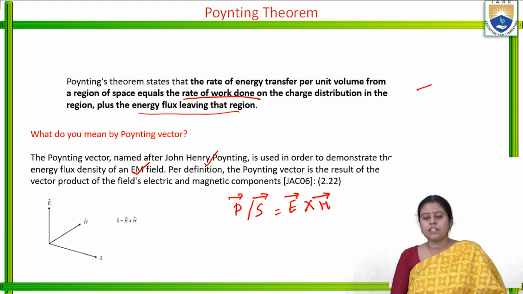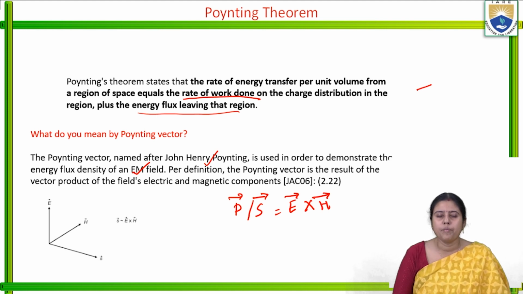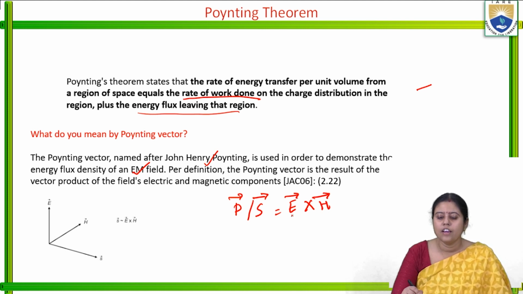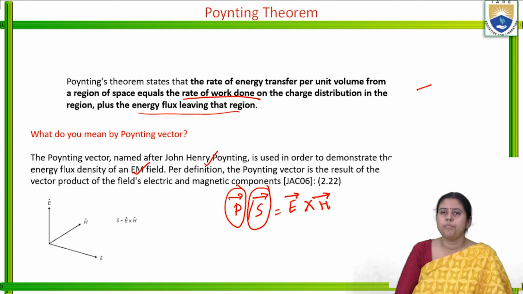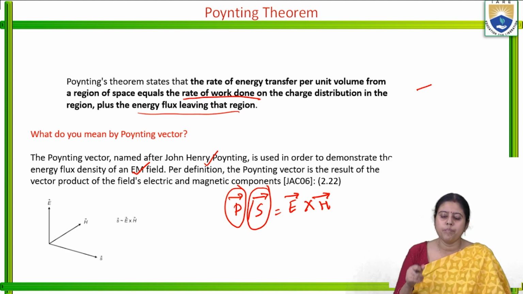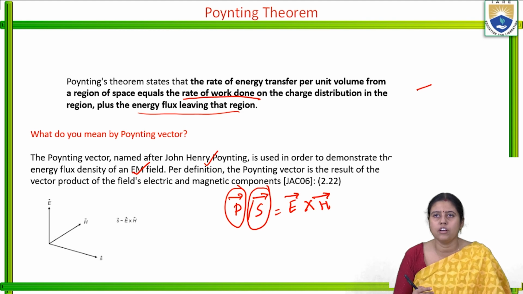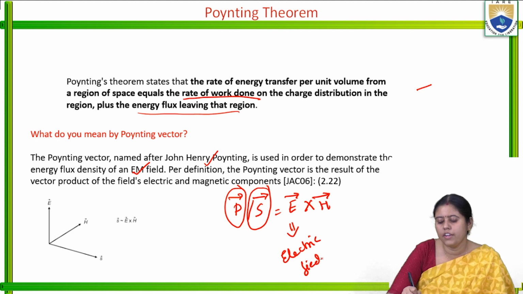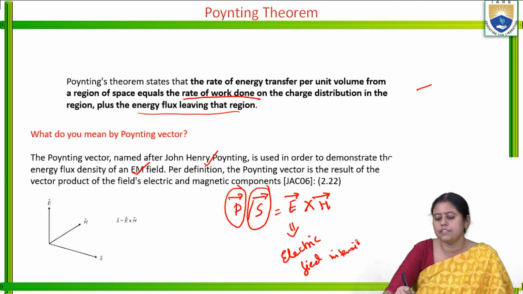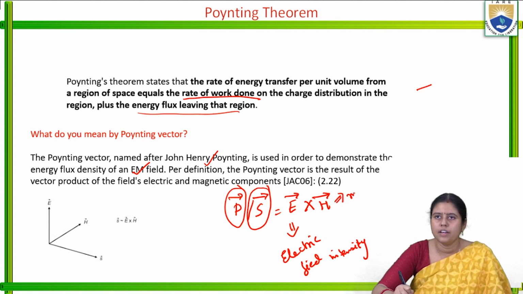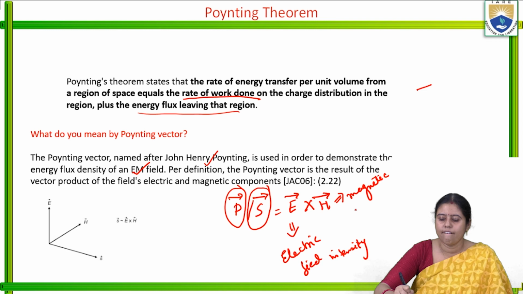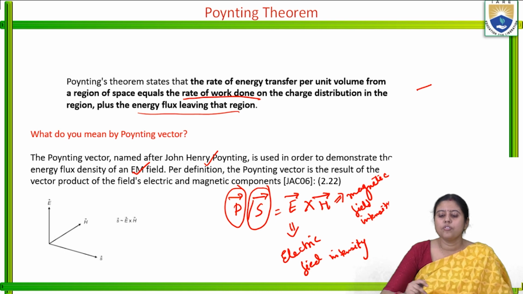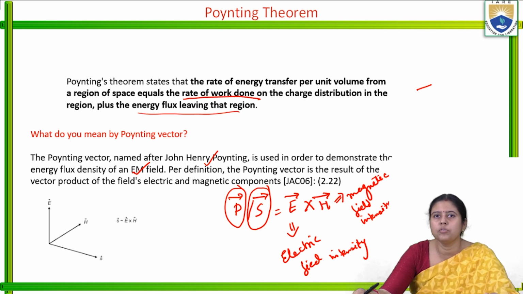So the Poynting theorem, as per the definition of the Poynting vector, the vector is the product of E cross H, and we write it by S, or we can write it by P. So P or S, you can write anything. We can write P is equal to E cross H or S equals E cross H. What is E? E is nothing but the electric field intensity. What is H? H is nothing but the magnetic field intensity. So P or S is equal to E cross H.